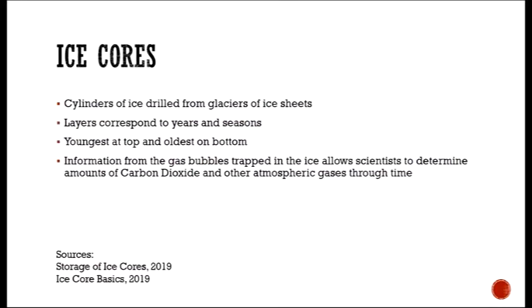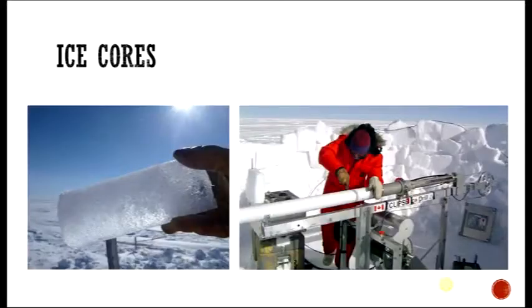Ice cores are cylinders of ice drilled from the ice sheets. The layers of ice cores correspond to years and seasons, with the youngest at the top and the oldest at the bottom of the core. Information from the gas bubbles trapped in the ice allows scientists to determine the amounts of carbon dioxide and other atmospheric gases through time. On the left is a sample of an ice core, and on the right is a researcher working with an ice core drill.